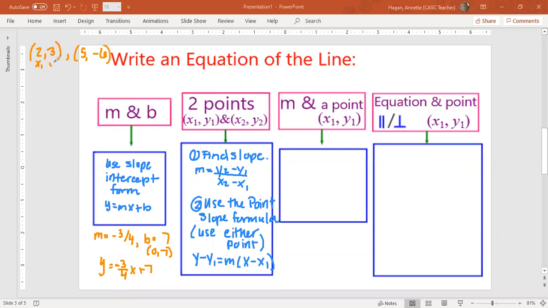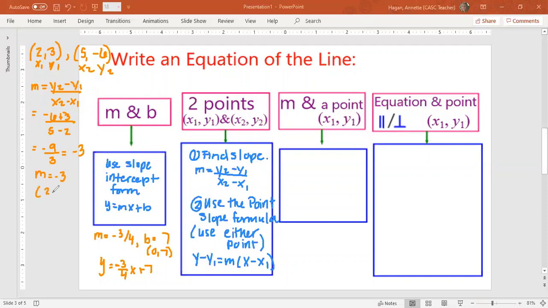So we have x1, y1, x2, y2. And we're going to do m equals y2 minus y1 divided by x2 minus x1. So it's going to be negative 6 minus 3 divided by 5 minus 2. I always keep change. So I get negative 9 divided by 3, which is just negative 3. So my slope is negative 3, and then I can use any point I want. And I'm just going to use the first point.